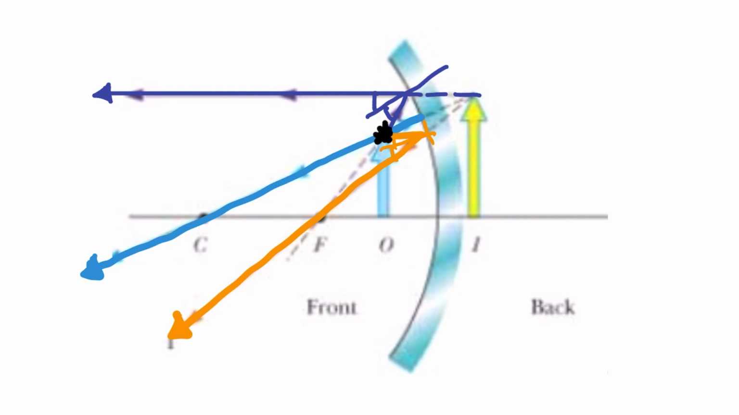We are going to need to extrapolate them back behind the mirror to locate where they meet. Okay, now where they meet is the top of the image.